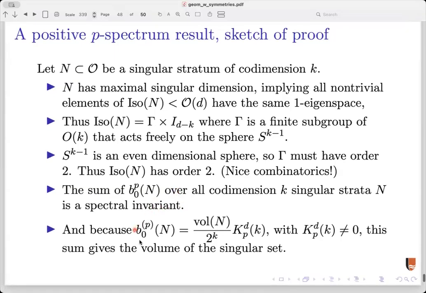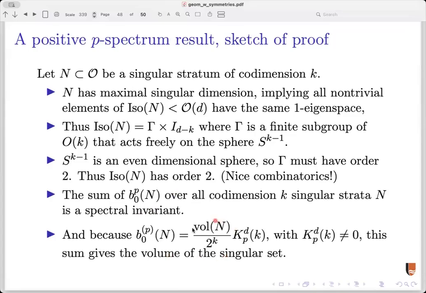And then when you look at our expression for those 0th heat invariants, you do see the volume of each of those strata appearing right there. Since we've assumed that the Krautschuk polynomial does not vanish, we can use this to compute the volume of the singular set, because it's going to be the volume of all these highest dimensional strata all added up right there.